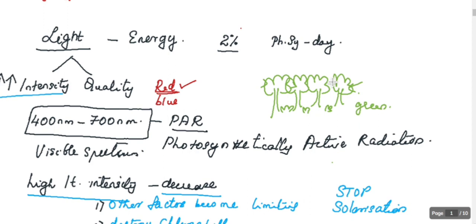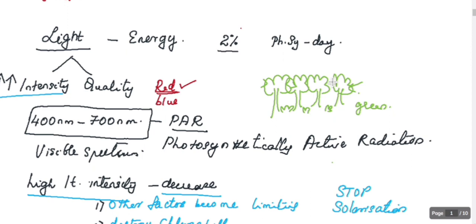Light is a form of energy, and intensity of light and quality of light are important for the rate of photosynthesis. When light is coming from the sun, it has different radiations. In this, the visible spectrum falls between 400 to 700 nanometer. At this wavelength, the photosynthesis is happening, that is called PAR or photosynthetically active radiation, which is only 2% of the total sunlight. And when light intensity increases, initially the rate of photosynthesis will also increase.